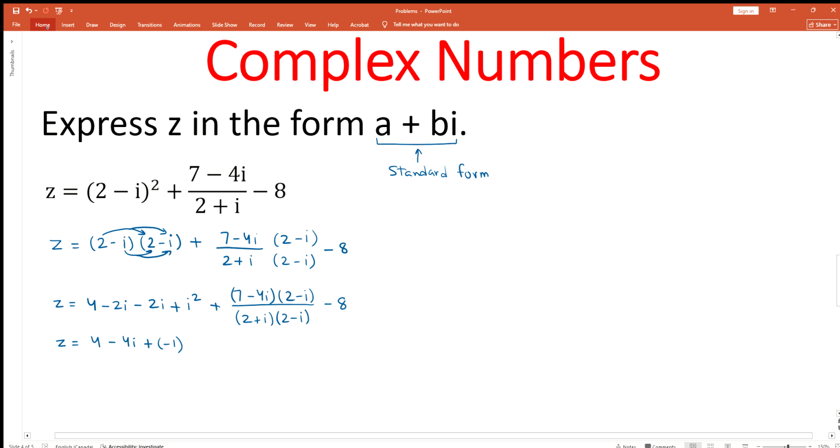Next, we can distribute the terms in the parentheses in the numerator and the denominator using the FOIL method. We can distribute the terms in the numerator. 7 times 2 is 14. 7 times negative i is negative 7i. Negative 4i times 2 is negative 8i. Negative 4i times negative i is equal to 4i squared.